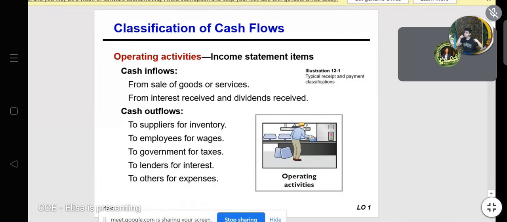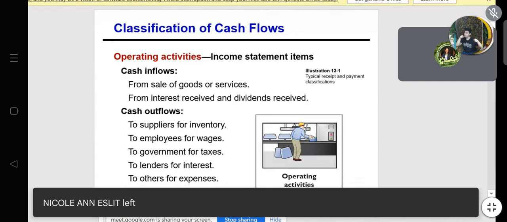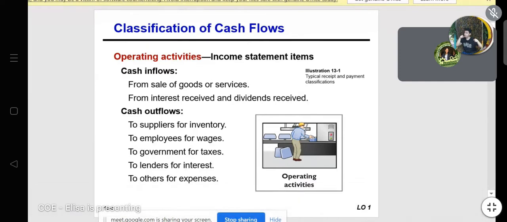Syempre, may sale of goods or services. So this is the core of your business. Baligya ka. So whatever sale you generate, that will be automatically considered as cash inflow. Whatever you receive, whatever sales you generate, automatic na siya, that will be considered as cash inflow to the business.